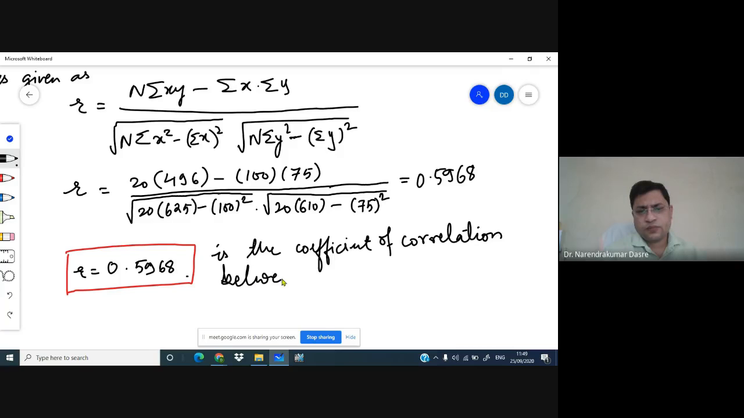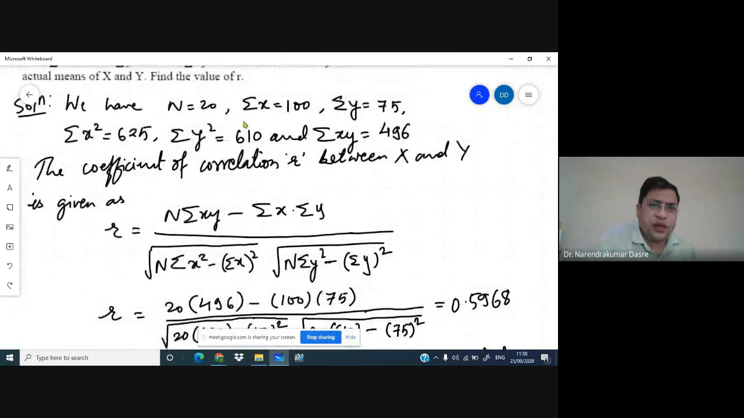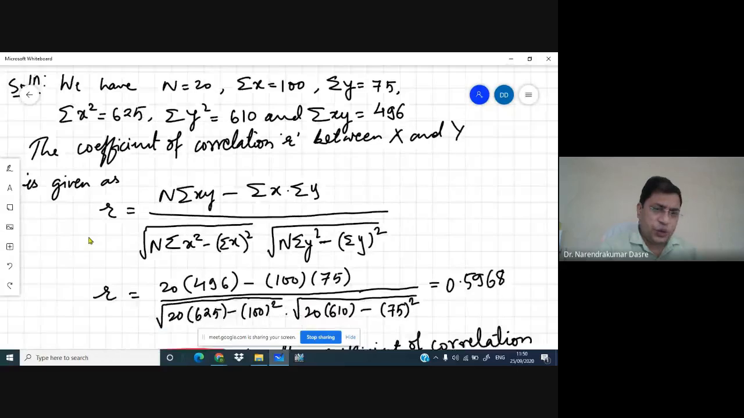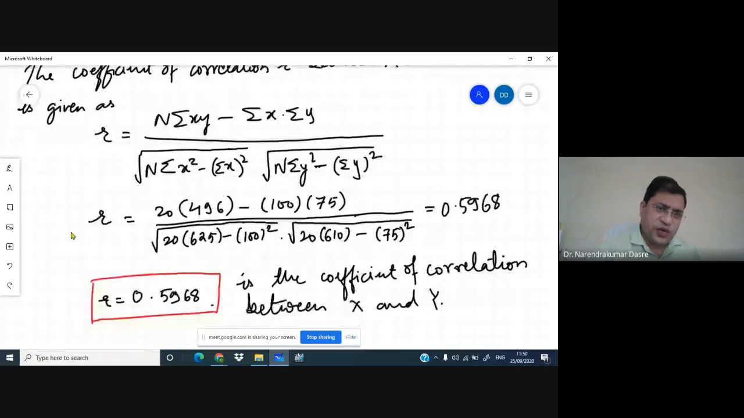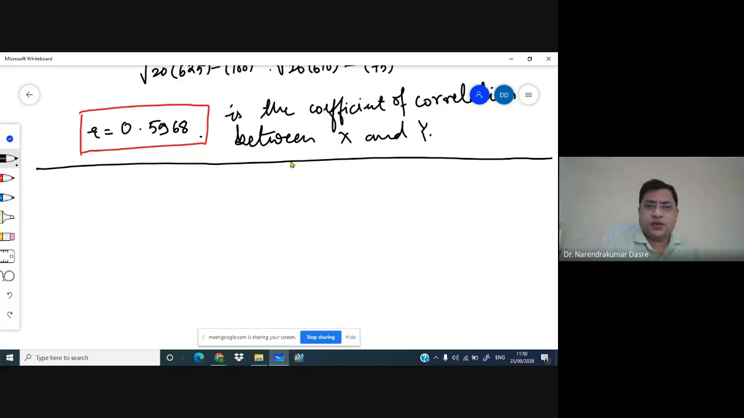between x and y. Okay, so that's what we have. So simple, this was a very simple example. Already the data is processed and given to you, and then you just have to use the formula for the assumed mean method, and then you are done with this example. So, an easy example. Do you have any doubt in this example?